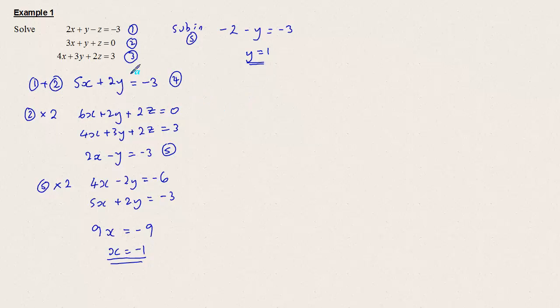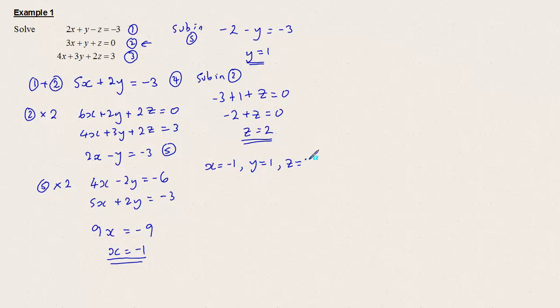Then go back to an original equation, such as 2. So we're going to sub everything into 2. X is negative 1, so that's going to give me negative 3. Y is 1, so plus 1. Add z is equal to 0. So negative 2 add z equals 0, gives me z equals 2. So in this case I got a unique solution. X is negative 1, y is 1, z is 2.